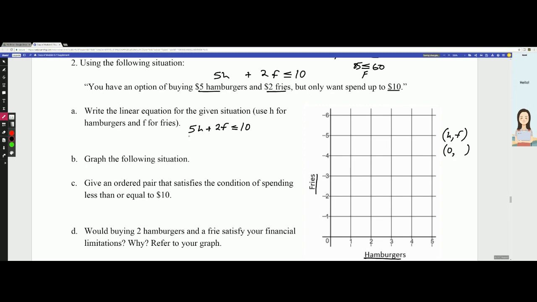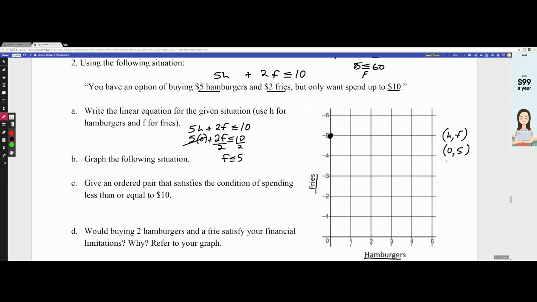So again, let's try that situation out. We want 0 hamburgers. How many fries can we afford? So let's use the division property. And it looks like French fries is less than or equal to 5. So that means (0, 5). If we plot that, it'll be right there. Again, this is the extreme aspect of one situation.